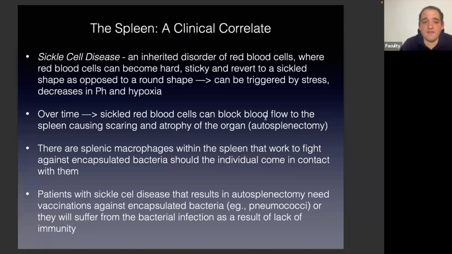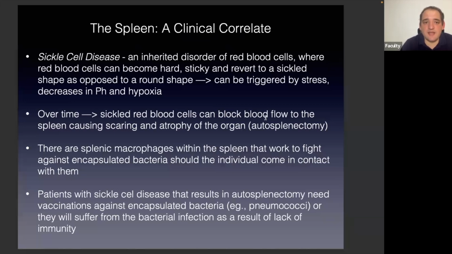One of the most common ones is pneumonia. Everyone's probably heard of pneumonia. It's a particular bacteria called Streptococcus pneumococci. It's encapsulated, which means it has kind of a capsule surrounding the bacteria that makes it a little bit harder for the immune system to eradicate when we do have pneumococcal infection.